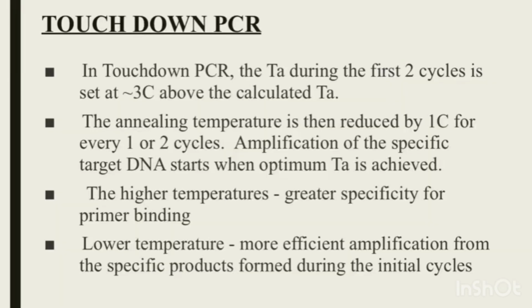Coming to the next type of PCR, which is touchdown PCR. In touchdown PCR, the annealing temperature during the first two cycles is set at approximately 3 degrees Celsius above the calculated annealing temperature. Then the annealing temperature is reduced by 1 degree Celsius for every 1 or 2 cycles.